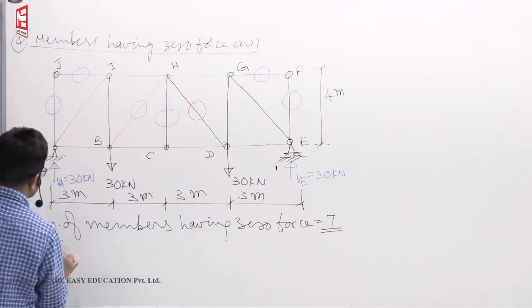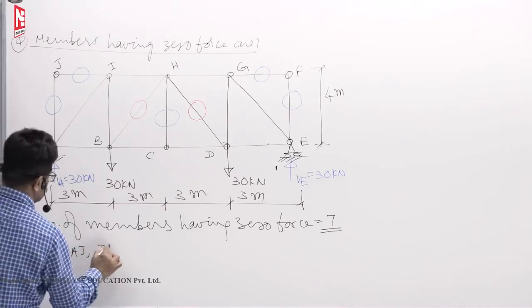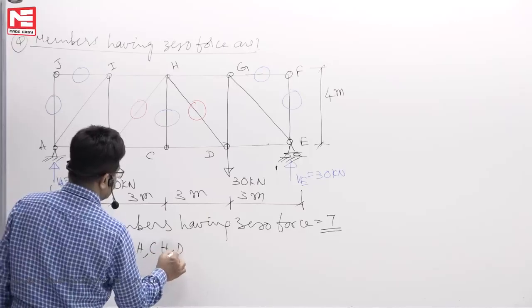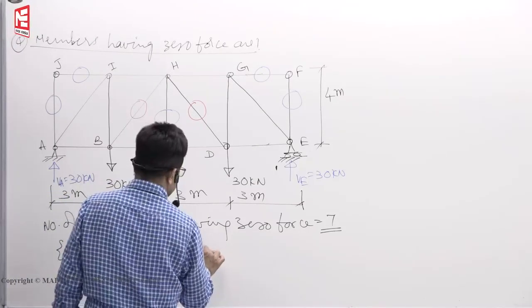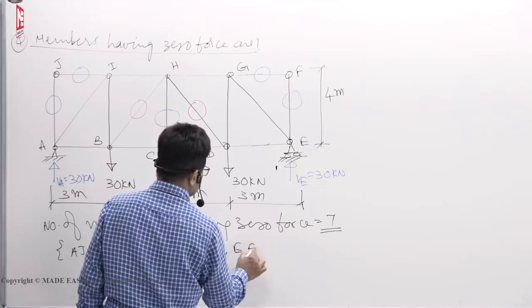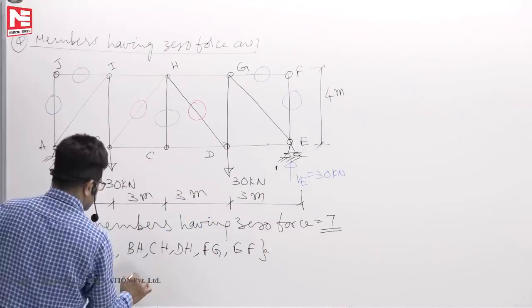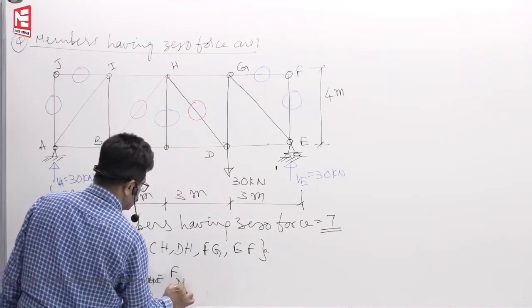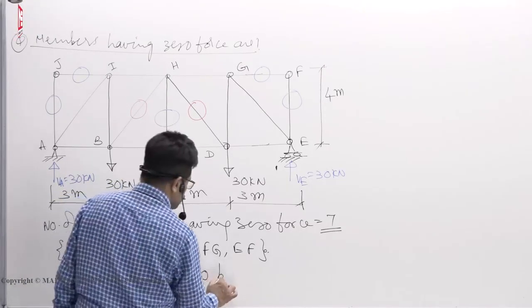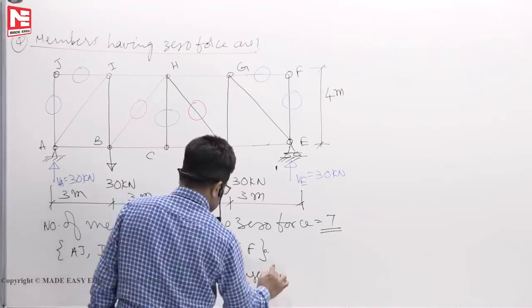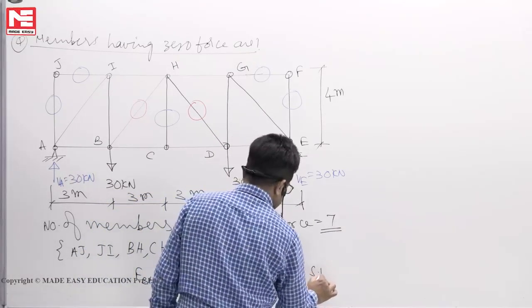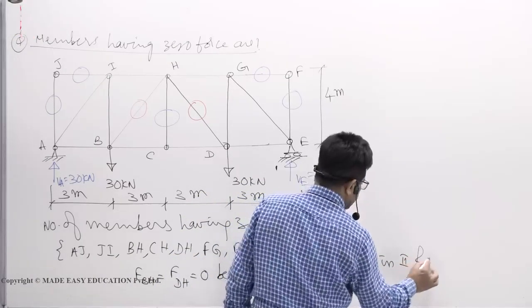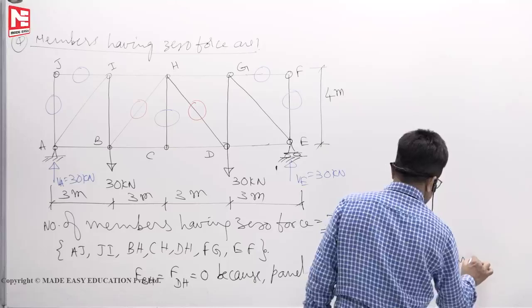What are they? AJ, JI, BH, CH, DH, then FG, EF. Now you see, the force in member BH and the force in member DH are 0 because the panel shear force is 0 in the second and third panels.